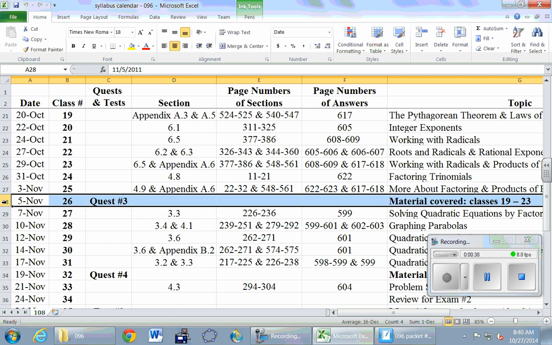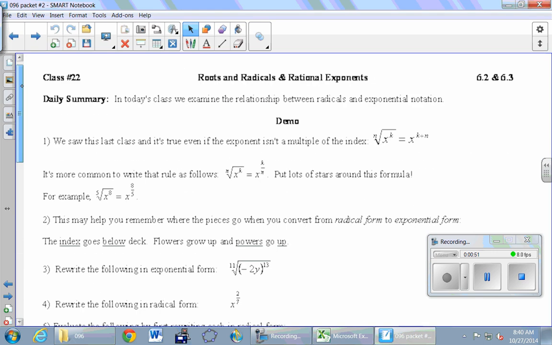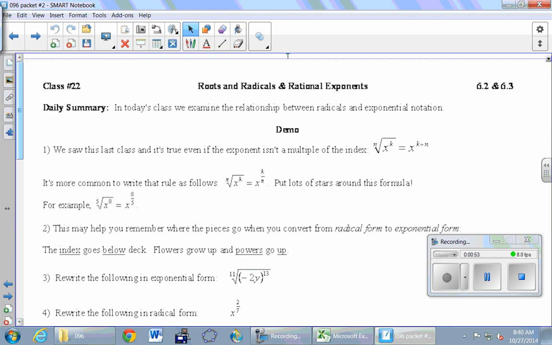Questions on the calendar? Okay, so I think November 5th is a week from this coming Wednesday. That's when our next quest is, all right? November 5. Okay, so we're here on the top of page 19. And we'll start with the daily summary.